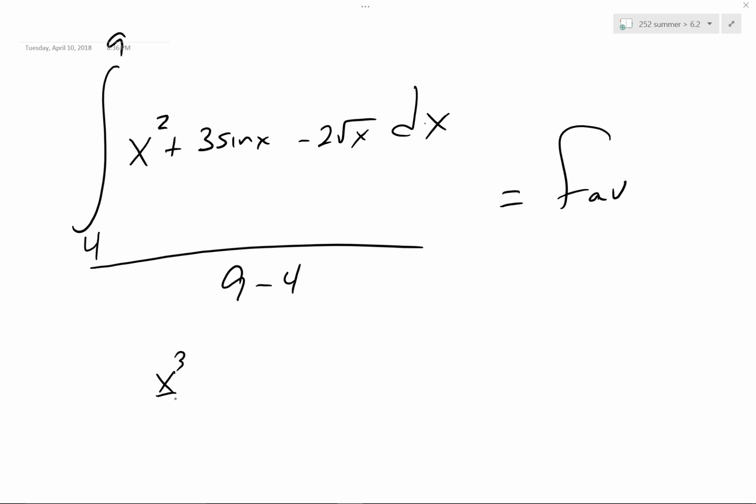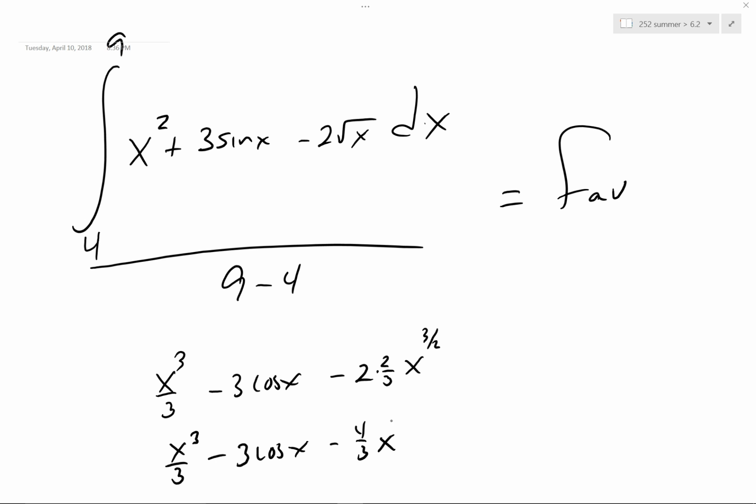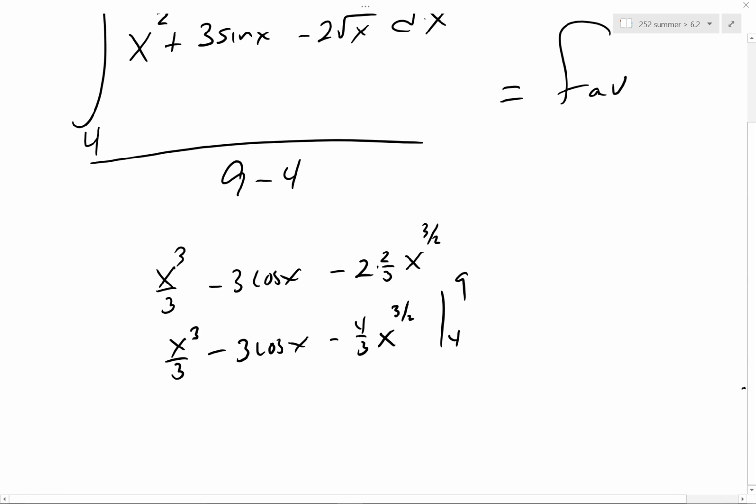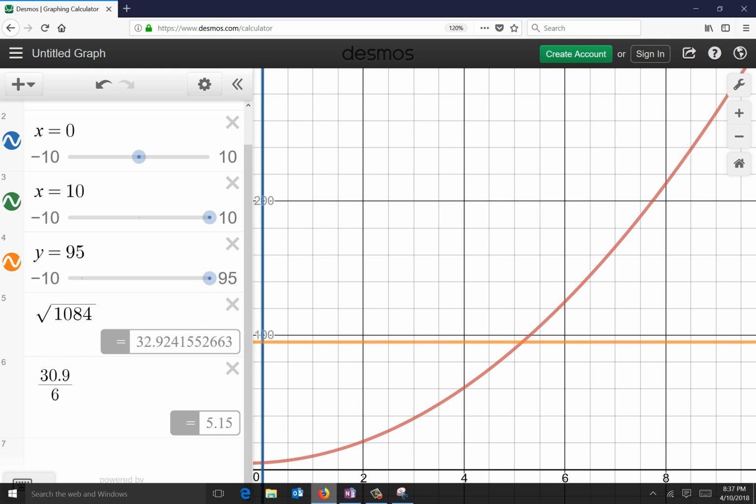So it's going to be x cubed over 3 minus 3 cosine x, because that's where sine came from, minus, that's 2x to the 1/2 currently. So that's going to be x to the 3/2 times 2/3. So it's going to be x cubed over 3 minus 3 cosine x minus 4/3 x to the 3/2 from 4 to 9. And divide out when you're finished.